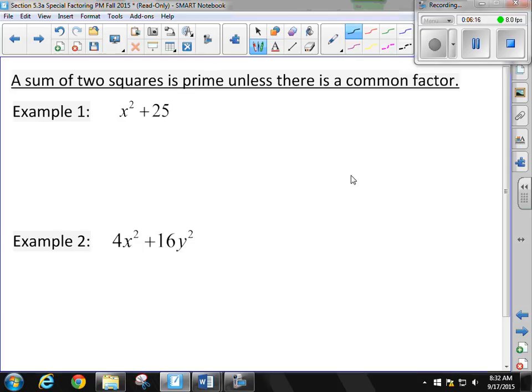So if I look at this example, x squared plus 25, x squared is a perfect square, 25 is a perfect square, but I have that sum in the middle. There's no way that I can do this over integer values where those middle terms will cancel. So this one is prime. In other words, it cannot be factored.